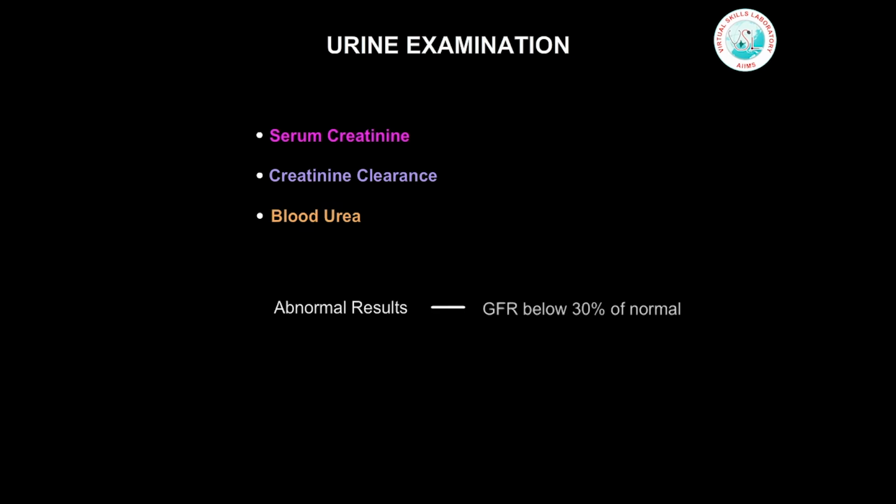The routine kidney function tests include measurement of serum creatinine, creatinine clearance, and blood urea. Their values start to rise if GFR falls below 30% of the normal.